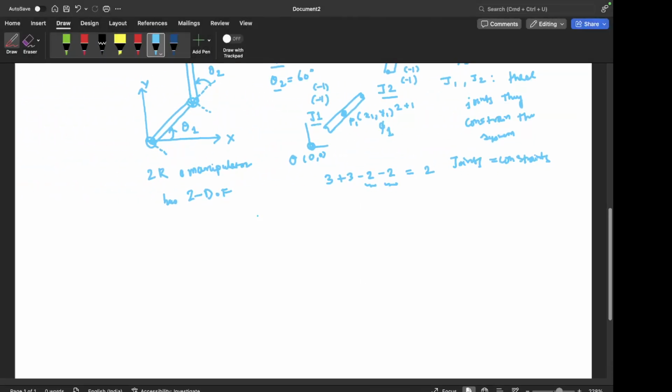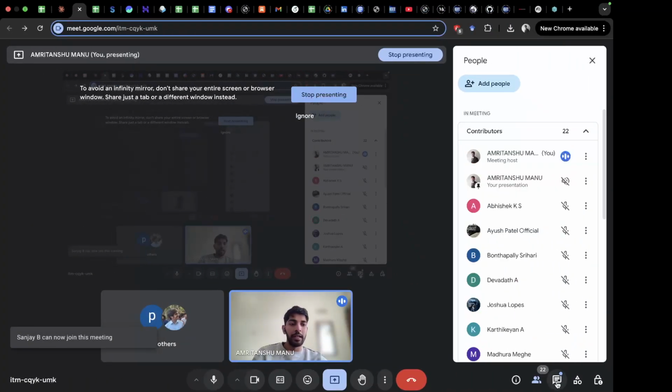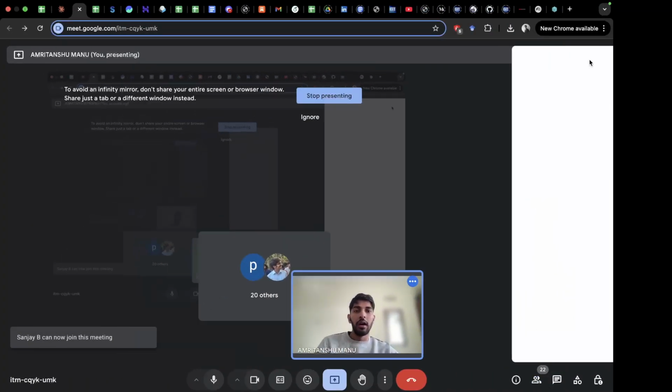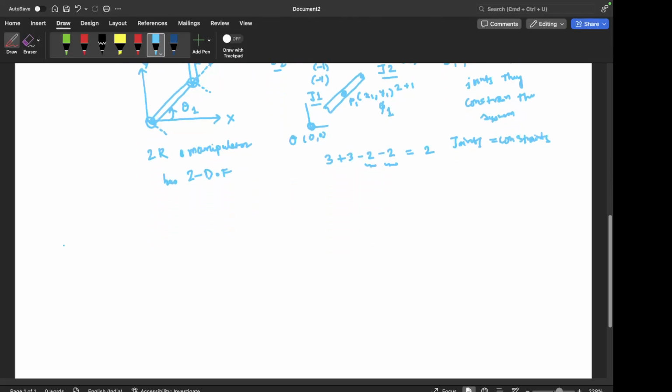So, what we're discussing right now is how individual bodies which have 3 degrees of freedom in this planar scenario, when we connect them using joints, how the number of degrees of freedom reduces, and how we can arrive at the final degrees of freedom for this 2R manipulator system. So let's continue with the discussion.